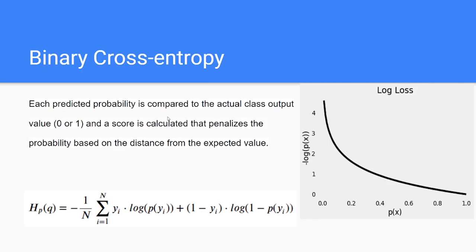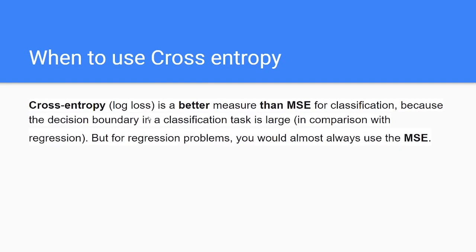So when you have a choice, the obvious question is what to choose. When should you pick mean squared error and when should you pick cross entropy? Cross entropy is used for classification since it gives better results than MSE or mean squared error. But for regression problems, you almost always use mean squared error.